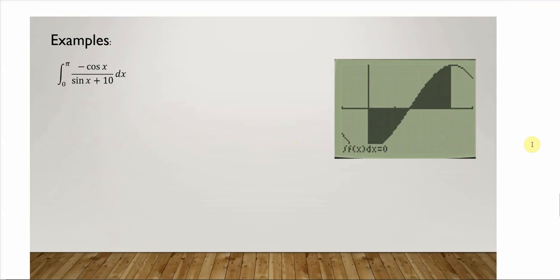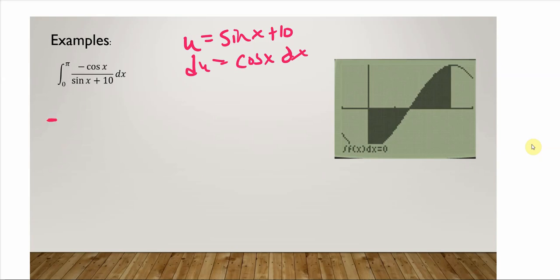All right, in this scenario, they want me to find the integral from 0 to pi of this function. And if I notice, this looks almost like 0, so I better get 0 as an answer. In this problem, I'm going to pick my u to be sine of x plus 10. The derivative of sine of x is going to be cosine of x, and the derivative of 10 is 0. So I'm done here. Now, if you notice, this problem has a negative. I'm just going to leave that negative alone, or stick it outside.